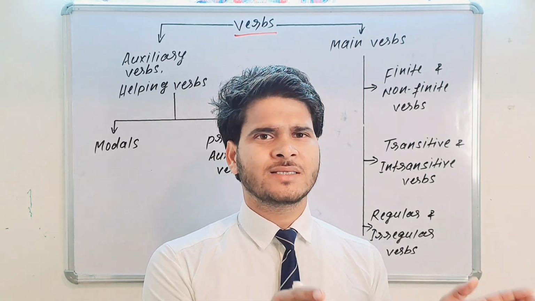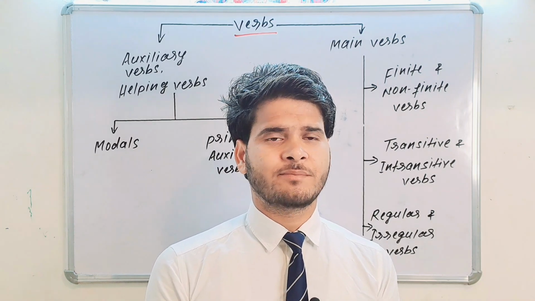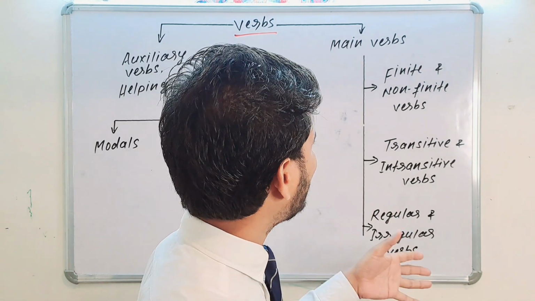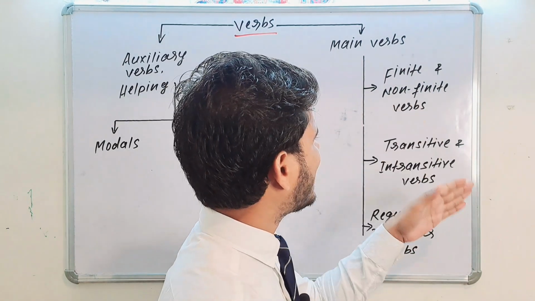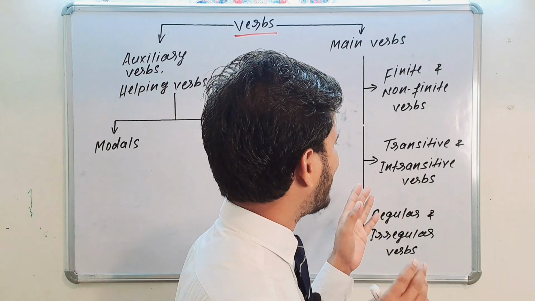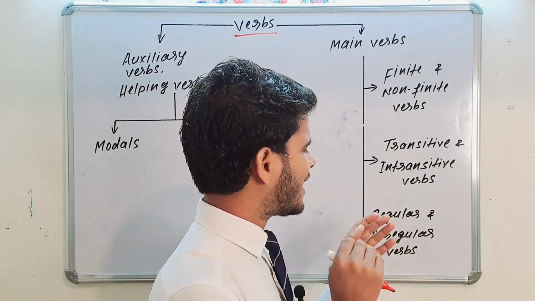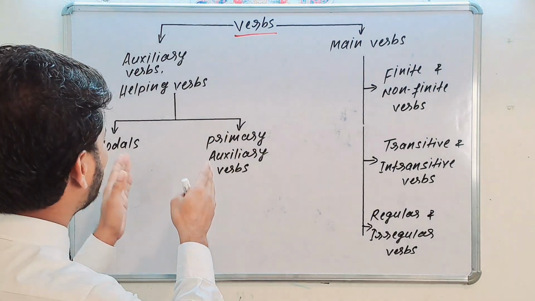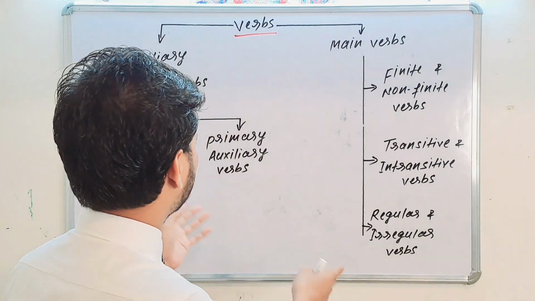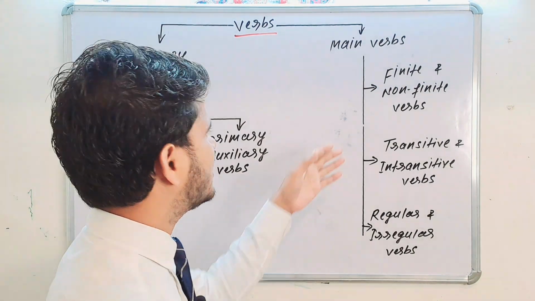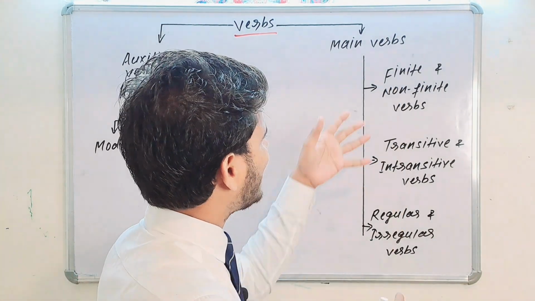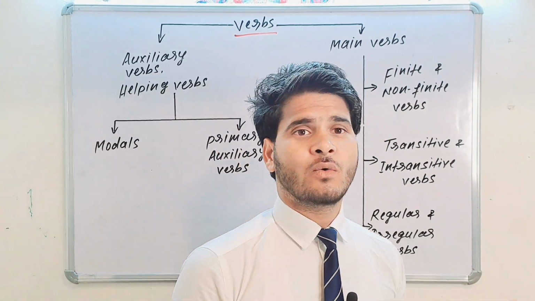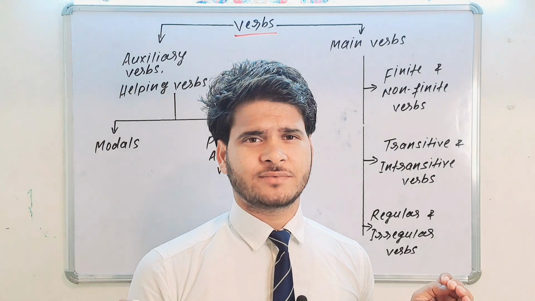So that's why I told you main verb is further divided into three parts: finite and infinite verbs, transitive and intransitive verbs, regular and irregular verbs. Okay, I told you everything about auxiliary verbs, helping verbs, modals, primary auxiliary verbs, marginal auxiliary verbs. Now here let's understand types of main verbs: finite and non-finite verbs. What is finite and non-finite verbs?